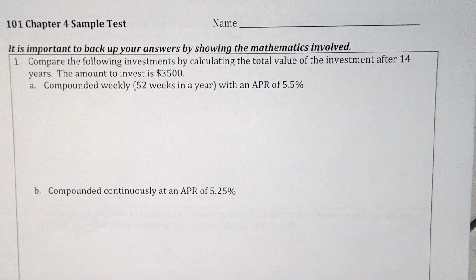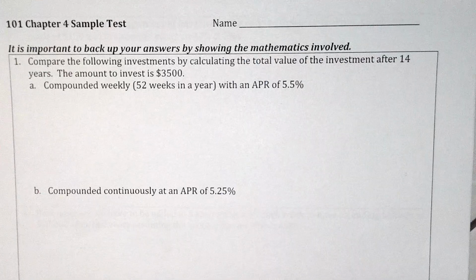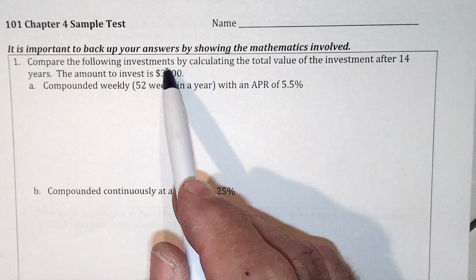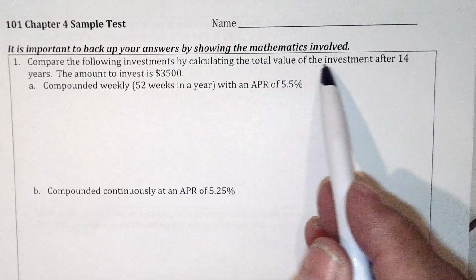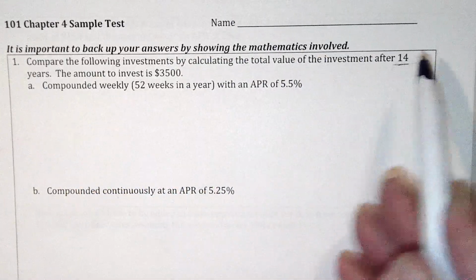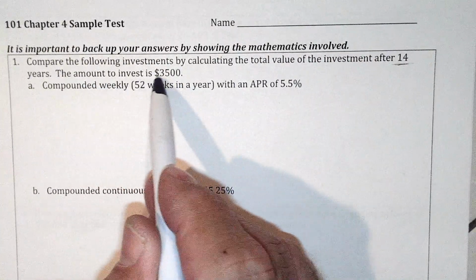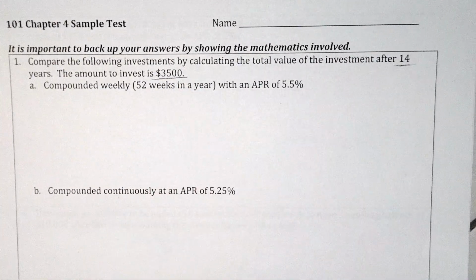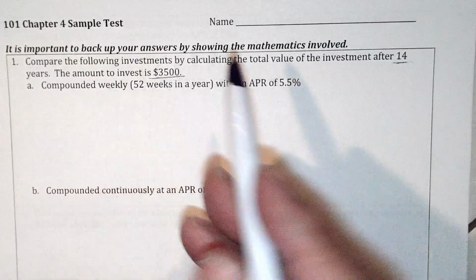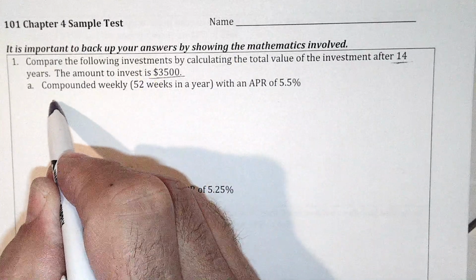Okay, let's do the 101 Chapter 4 Sample Test. Compare the following investments by calculating the total value of the investment after 14 years. The amount we're going to invest is $3,500, compounded weekly. So we need the compound formula.